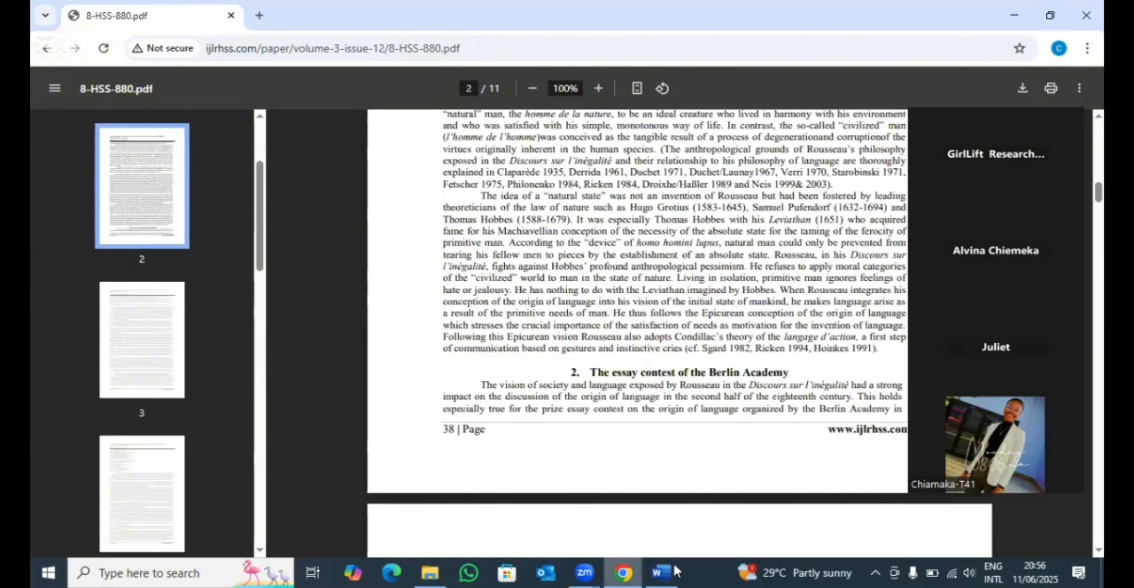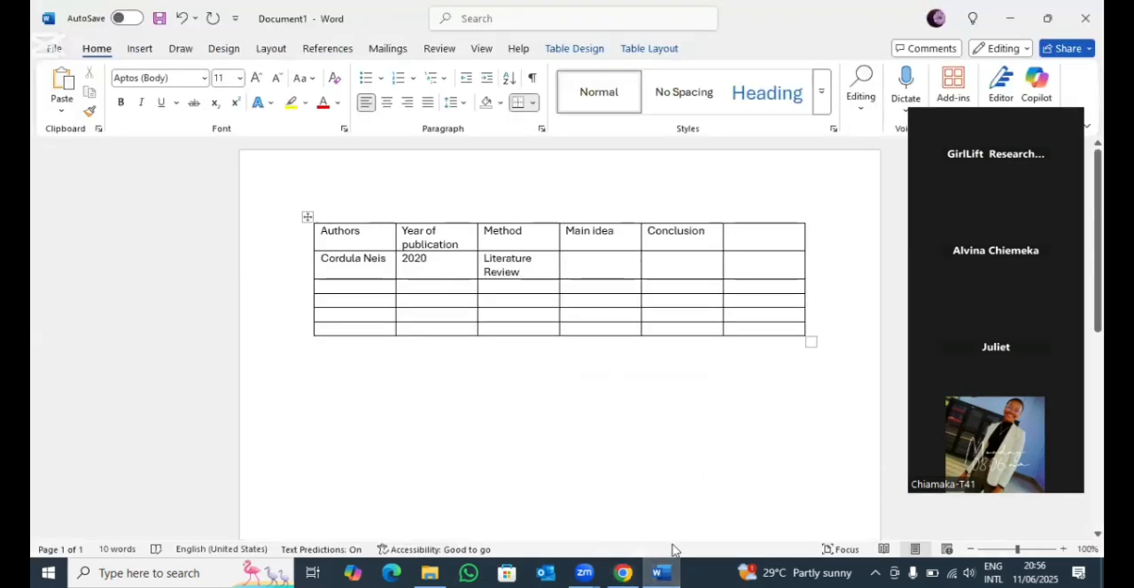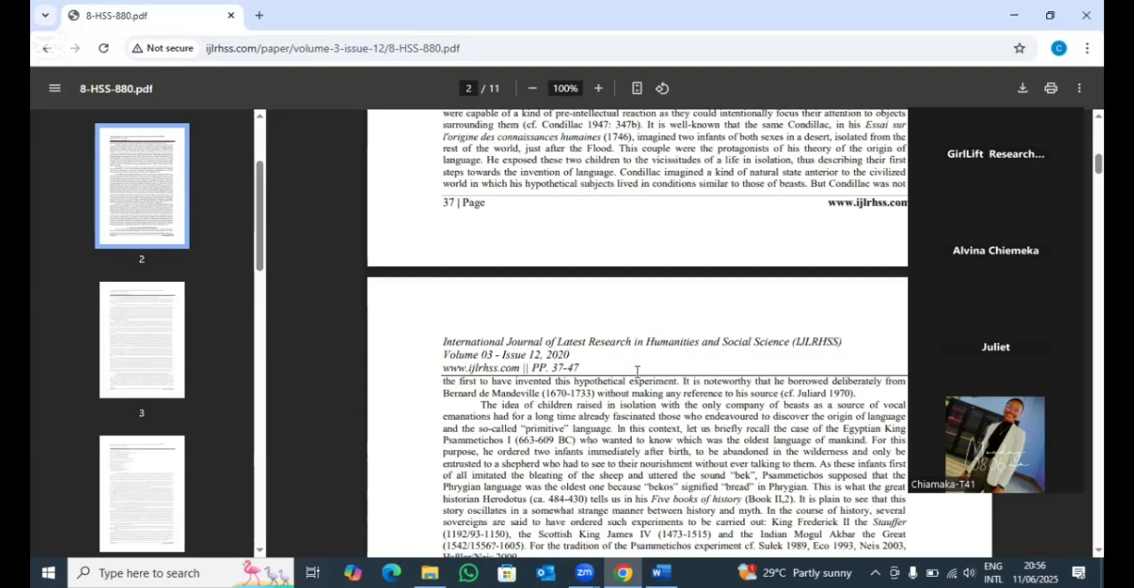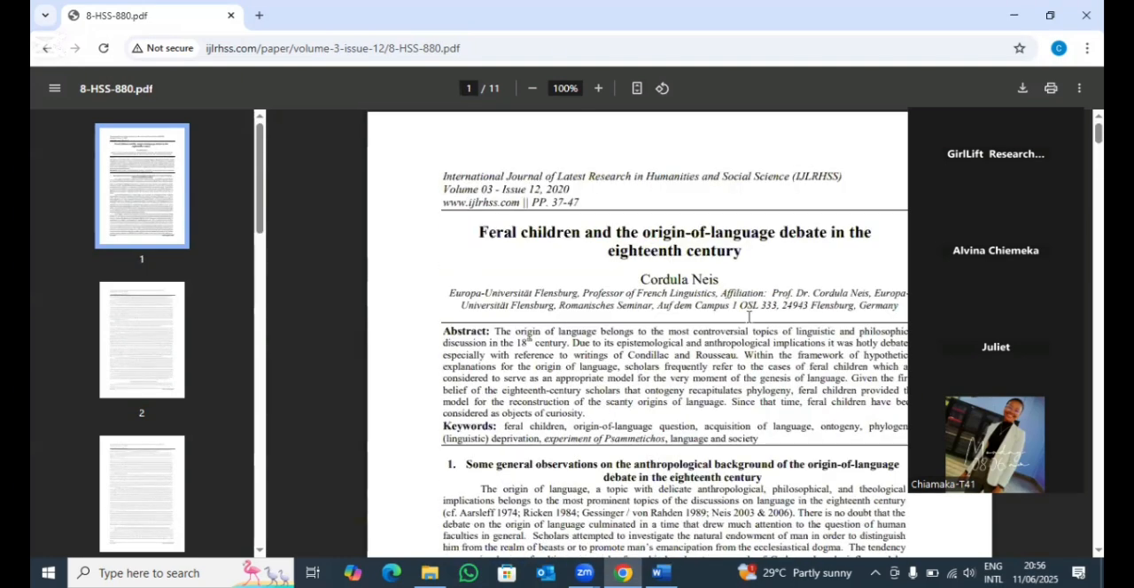So that takes us to the next ingredient, which is the main idea. So how do you know what the main idea is? There was somewhere I told us is very important, which is our abstract. The abstract is very important, right?